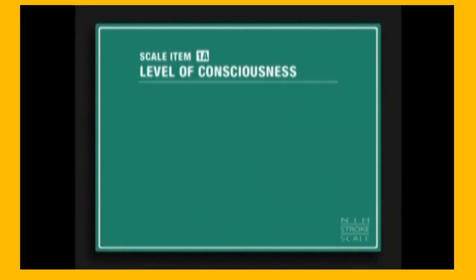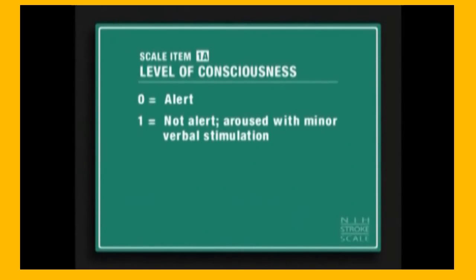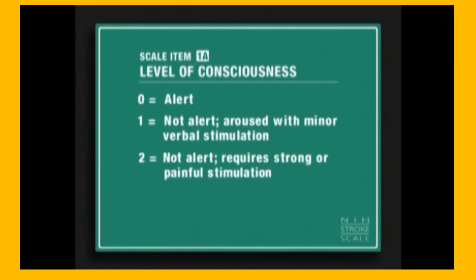Let's look at how this scale item is scored. Score a 0 if the patient is alert and keenly responsive. Score a 1 when the patient is not alert but can be aroused with minor verbal stimulation. Score a 2 for the patient who is not alert and requires repeated stimulation to attend, or who requires strong, painful, or noxious stimulation to make movements.